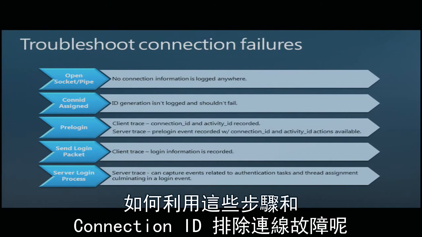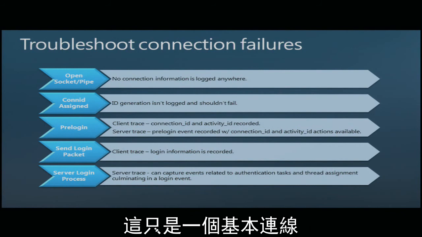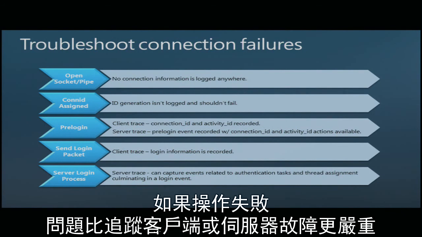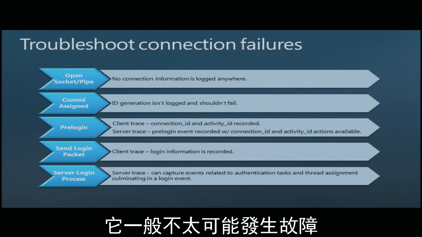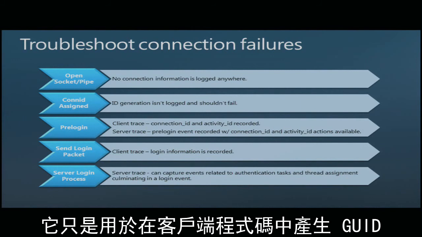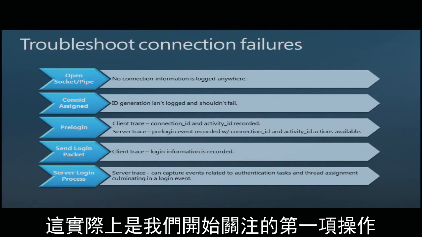So how do we use these steps and these correlation IDs to troubleshoot connection failures? There's really nothing that we track during the open socket and pipe. This is just the basic connection. If this fails, you've got bigger problems than tracking what's wrong in your client or your server. Next, we assign the connection ID, which generally is just not something that can fail. We just generate a GUID in the code on the client, and then we send that in the pre-login package. So this is really where we get the first interesting thing to see.